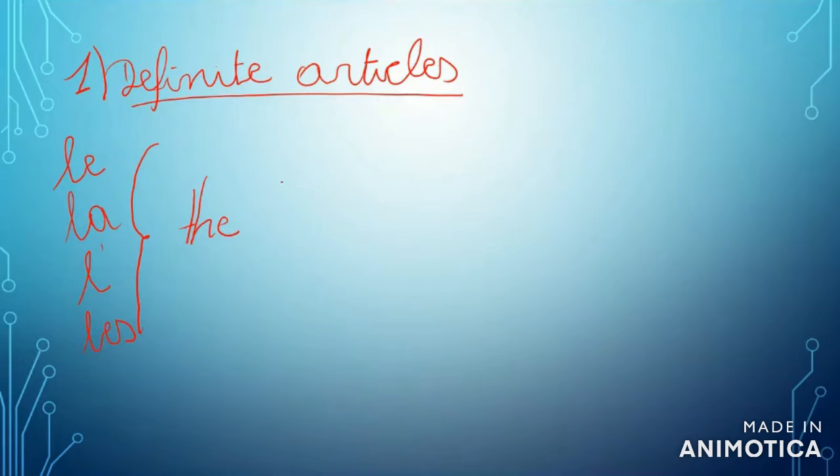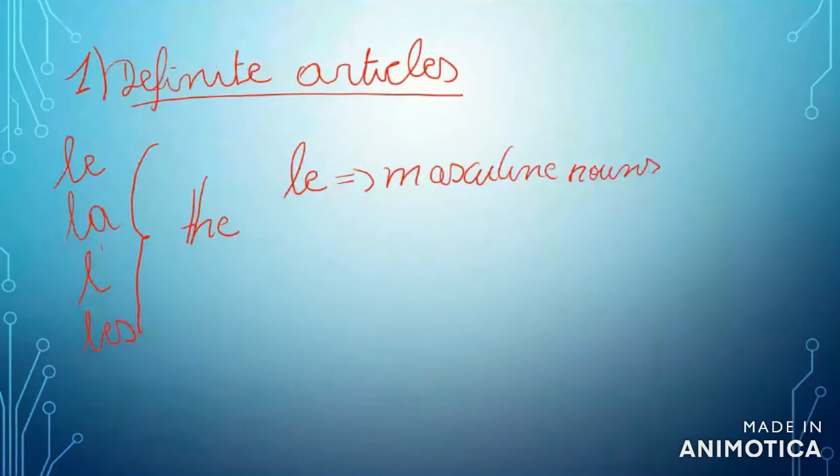So now le as a definite article in French is used in front of masculine nouns. For example, if I have father, as you know, that is a masculine gender. If I want to say the father, because father is père in French, I will definitely say le père. Just because father is a masculine noun, if I'm using a definite article in front of it, I will definitely go with le because this is the masculine gender for the definite articles.